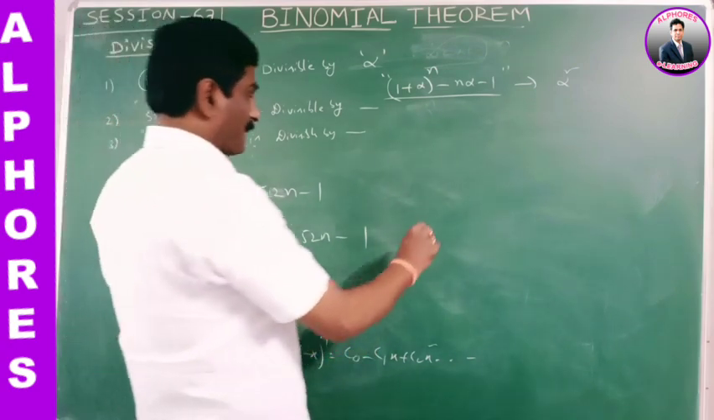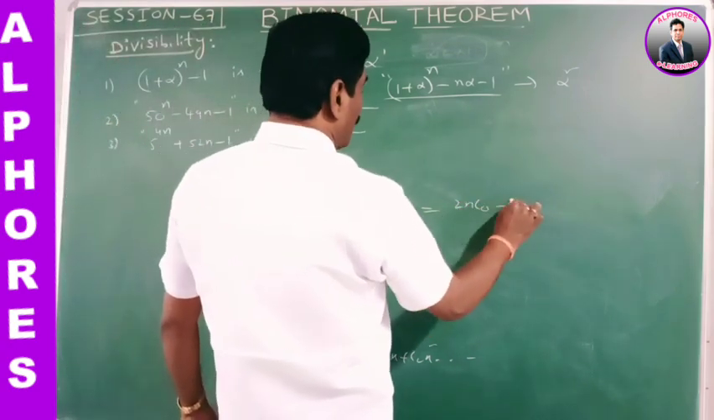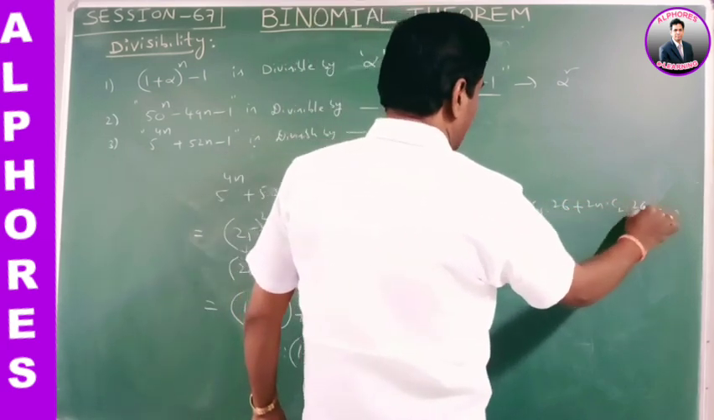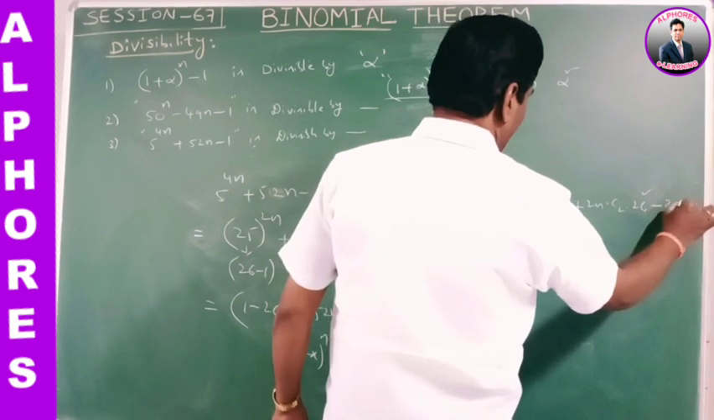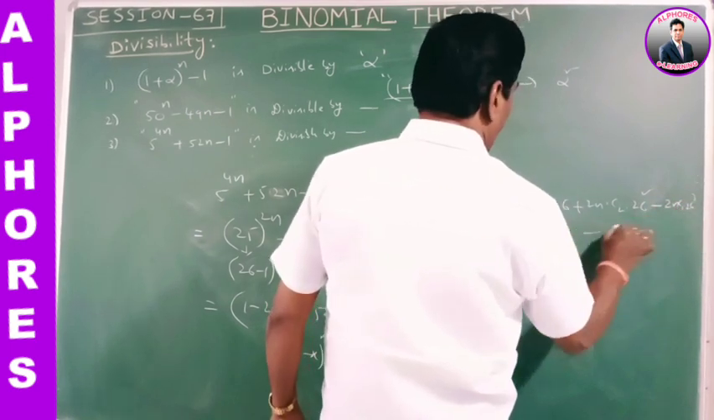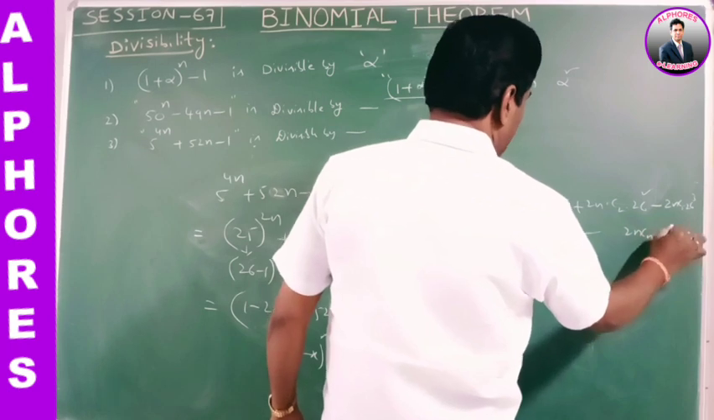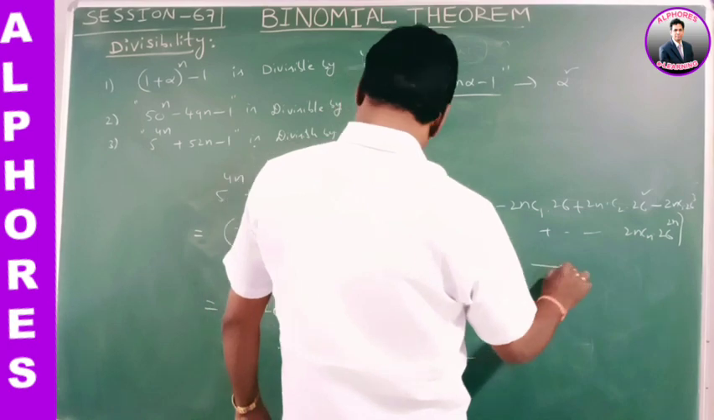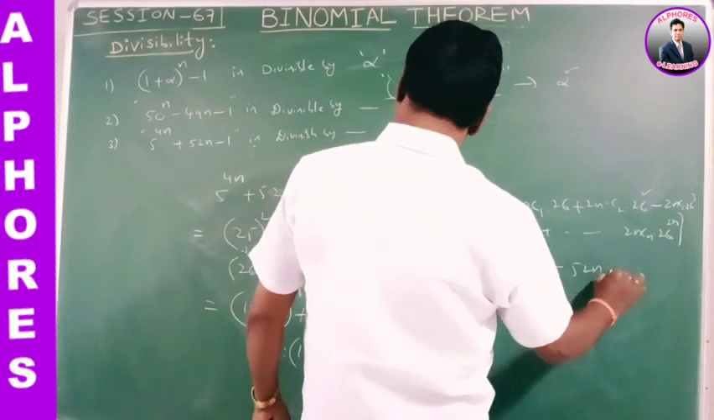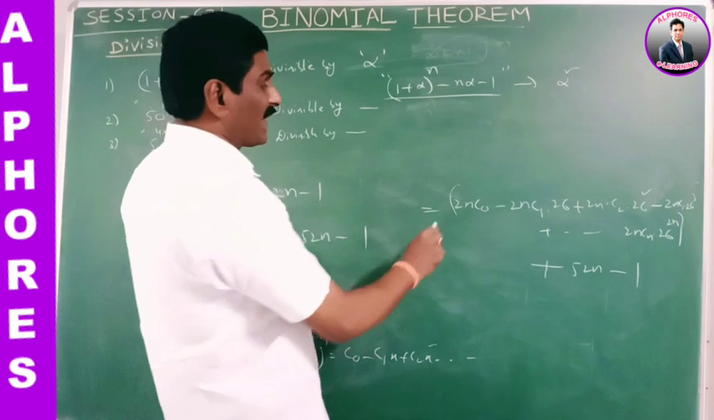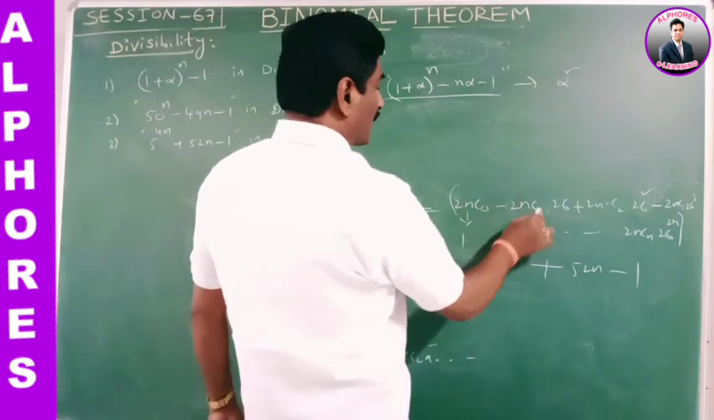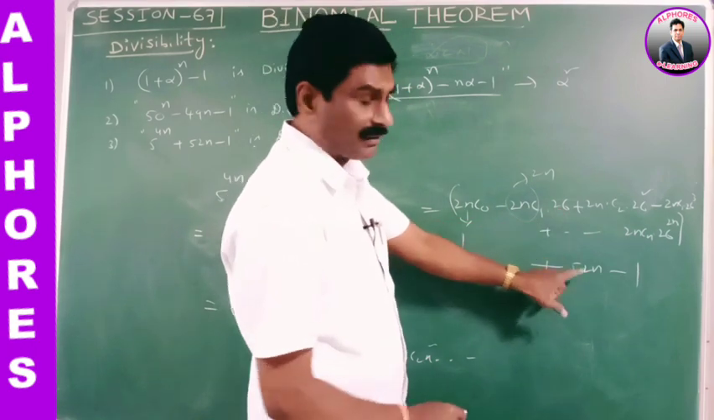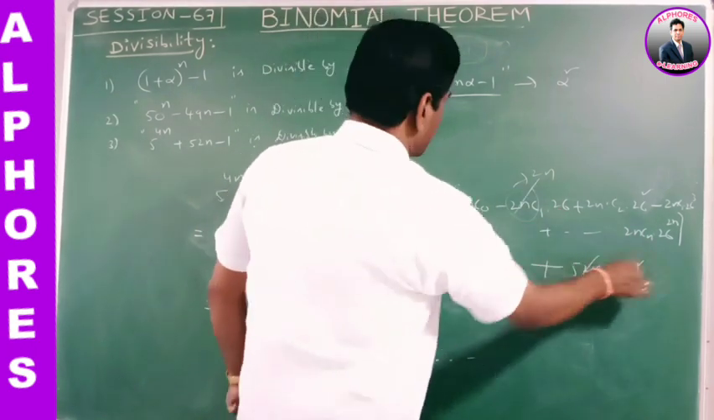That means after expansion this can be reduced into 2n c naught minus 2n c1 into 26 plus 2n c2 into 26 whole square minus 2n c3 into 26 whole cube plus so on up to 2n cn into 26 power, what is that value? 2 power 2n minus plus 52n minus 1. Please observe this value. What is the value of 2n c naught? 1. 2n c1 means 2n into 26. What is that value? 52n. These two values are cancelled. This 1 and 1 cancelled.